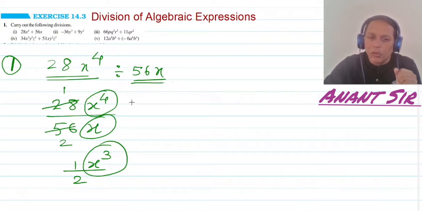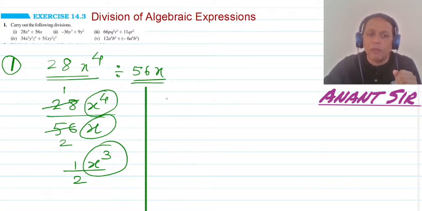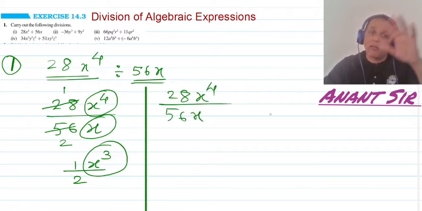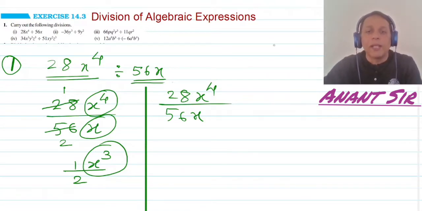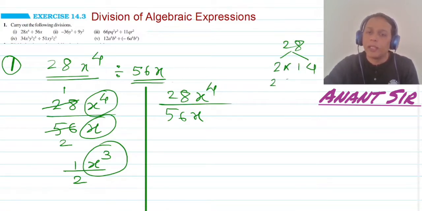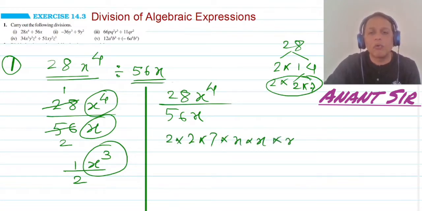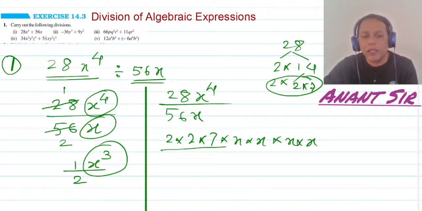A different way is to write the factors of 28x raised to 4 divided by 56x. We have seen in the first video how to find the factors. If you find the factors of 28, you can write 28 as 2 times 14. Then 2 stays as it is, since it is a prime number and you cannot divide it further. 14 is 2 times 7. So the prime factors of 28 are 2 into 2 into 7, and x raised to 4 you can write as x into x into x into x, 4 times.